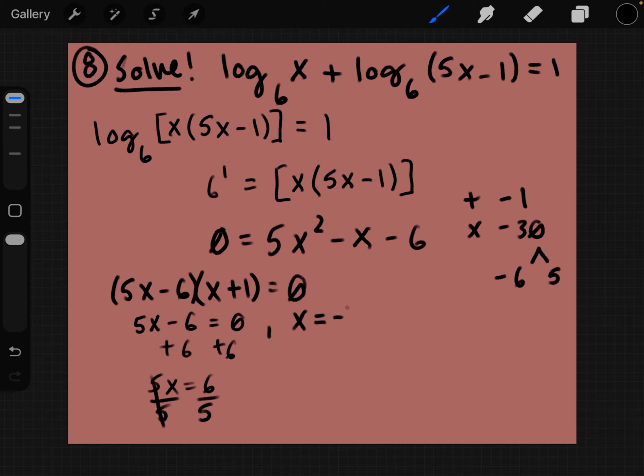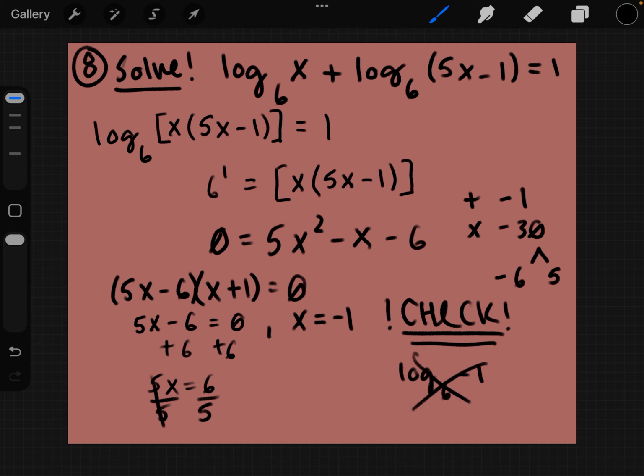Other one is a lot easier. So then we have to check, but because we've got a log 6x, it's going to be really easy because you cannot take a log of a negative number. So if we had log 6, this already doesn't work. So -1 doesn't work because you cannot have a negative log. So let's try the other one.